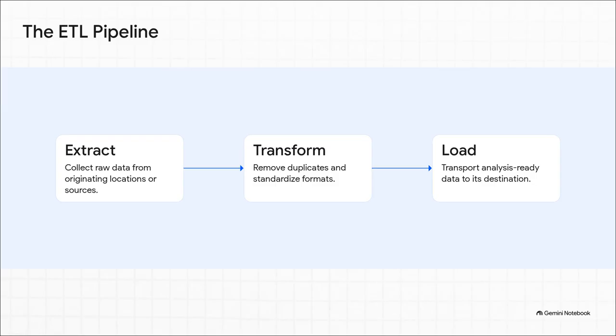The foundational movement of data relies on the ETL pipeline. Mark my words, this will be on the test. Step 1, extract the raw data from wherever it currently lives. Step 2, transform it. This is where the heavy lifting happens, removing duplicates, fixing weird date formats, standardizing units.